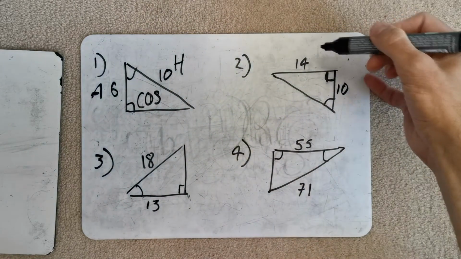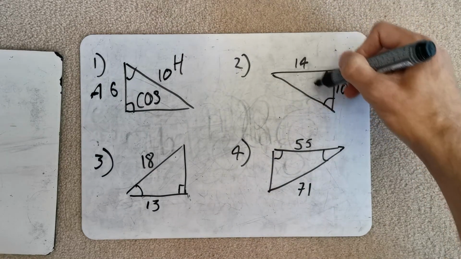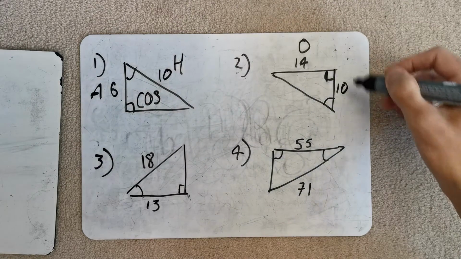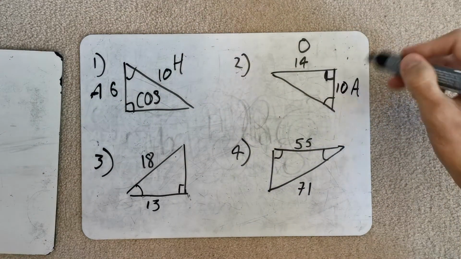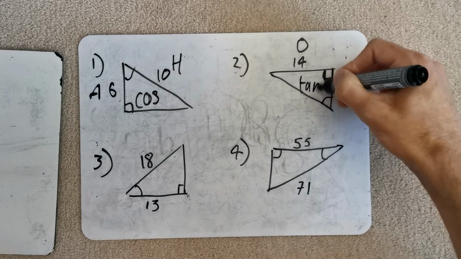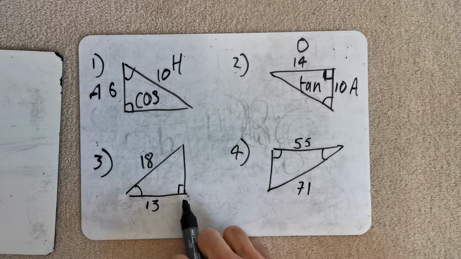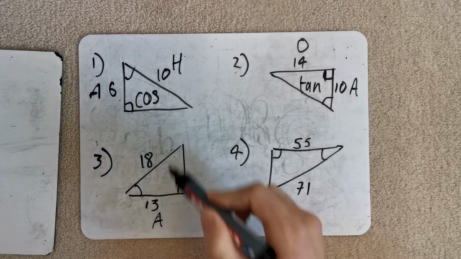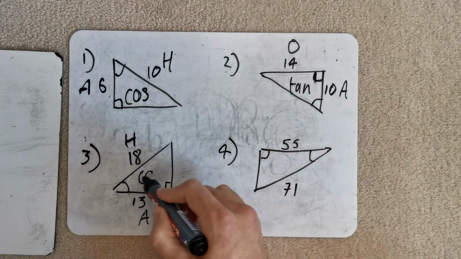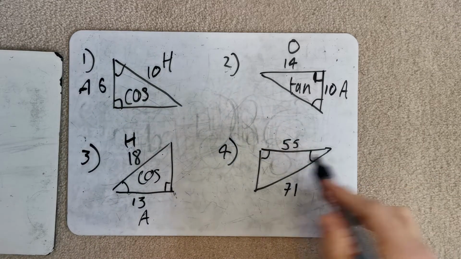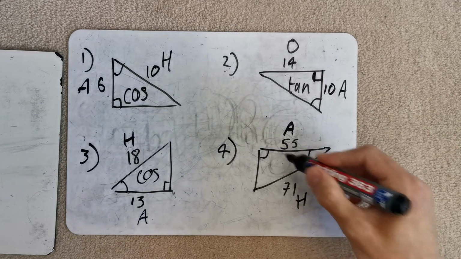For this one, we've got something that is opposite the angle there and something that is next to both the angles there. So we're going to be using O and A, which is tan. This one we've got next to, and we've got the hypotenuse, which is again cos, and this one we've got next to, and we've got the hypotenuse again, we've got cos.